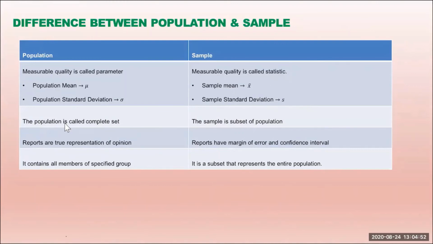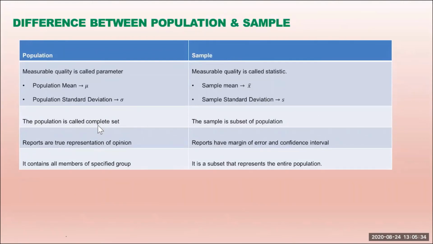Whereas in the case of population, the measurable quantities for the population are called parameters. For example, for the population mean, it is mu. This is the Greek letter mu. In place of the English alphabet, we use the Greek alphabet. For population standard deviation, we use sigma. This is the lowercase sigma in Greek letters. That is for standard deviation. So you can see the difference. For the population, the measurable quantities are called parameters. For the sample, the measurable quantities are called statistics. Parameters are represented by Greek letters, whereas the statistic is represented by the English alphabet.